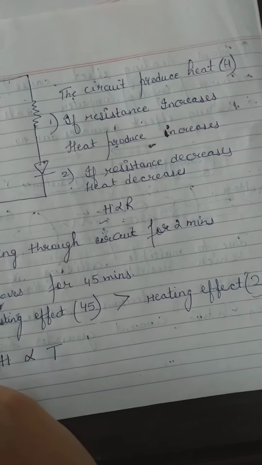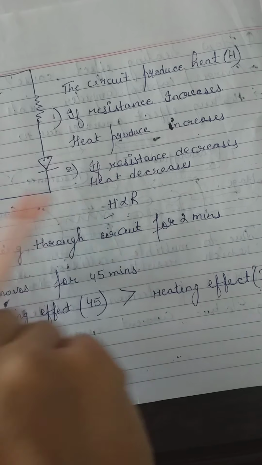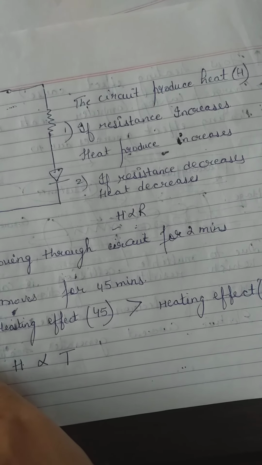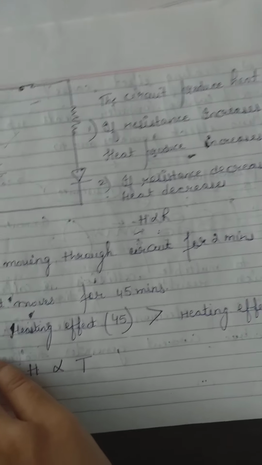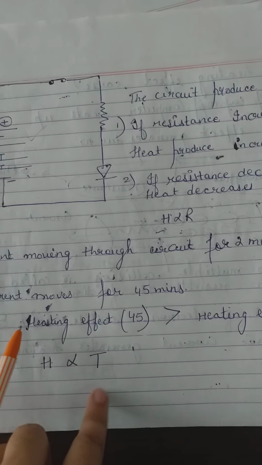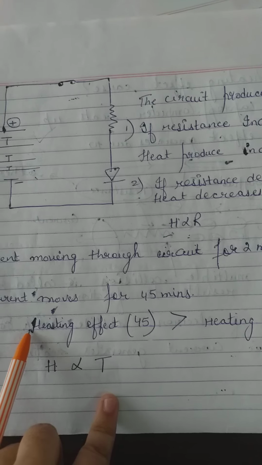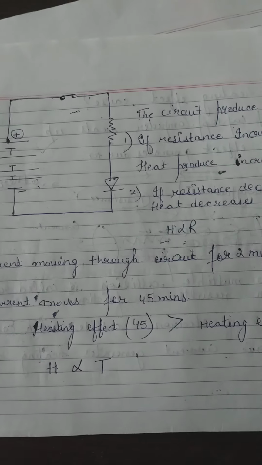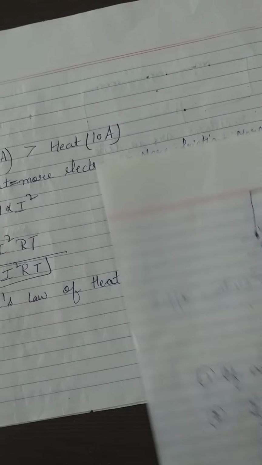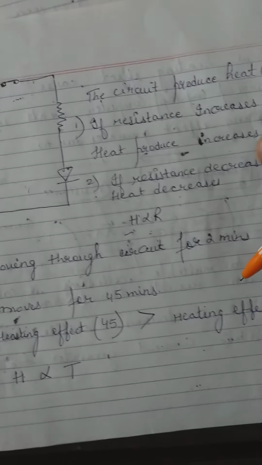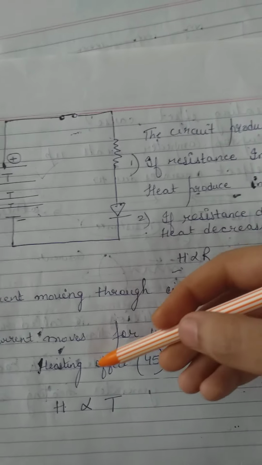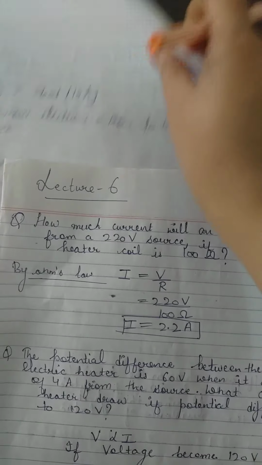If the current is for 2 minutes, then the heating effect in that case will be lesser in comparison to the heating effect in the case of 45 minutes. So heat is directly proportional to time. Okay, heat is directly proportional to time. The more the time, the more the heating effect. Clear? Now the next topic.